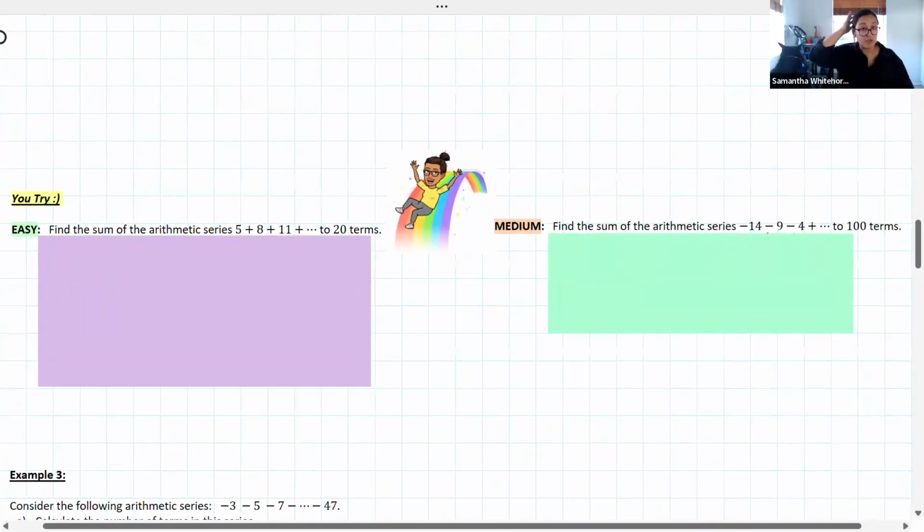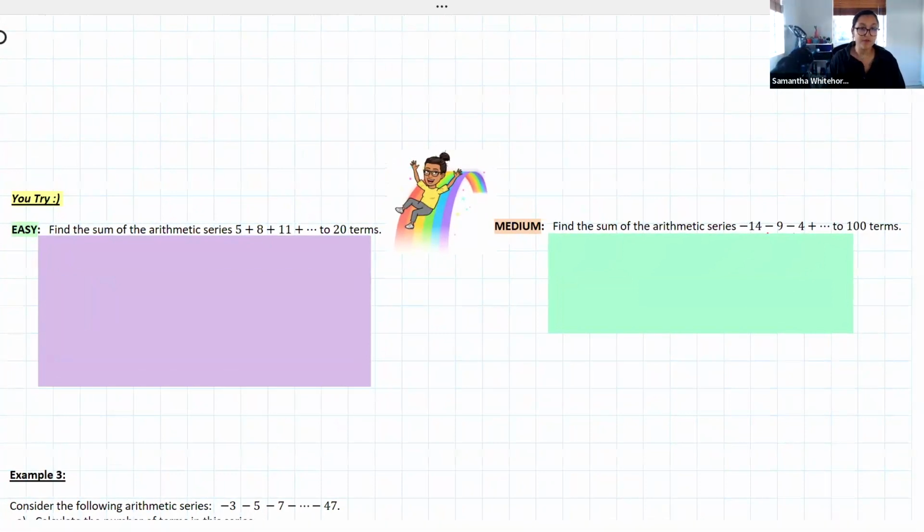So in both cases, you're just finding the sum. In the easy one, your series is 5 plus 8 plus 11 to 20 terms. In the medium one, your series is negative 14, negative 9, negative 4, all the way to 100 terms. So give it a try. I'm going to give you like 5 minutes and then we will see what you got. I don't think you need 5 minutes, but I will give you some time. I'll check in a second and then we can decide if you are ready.